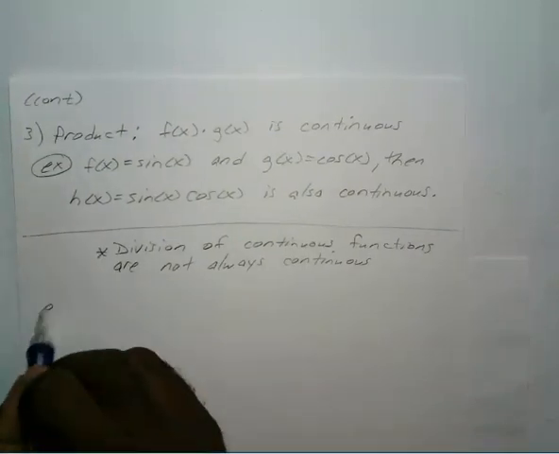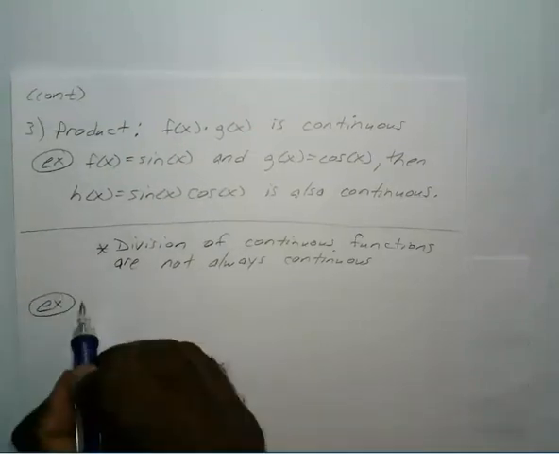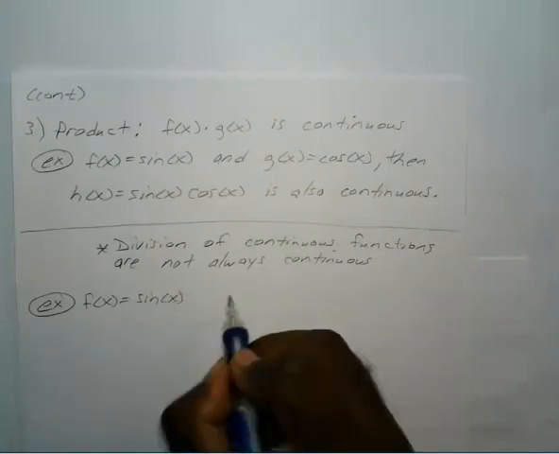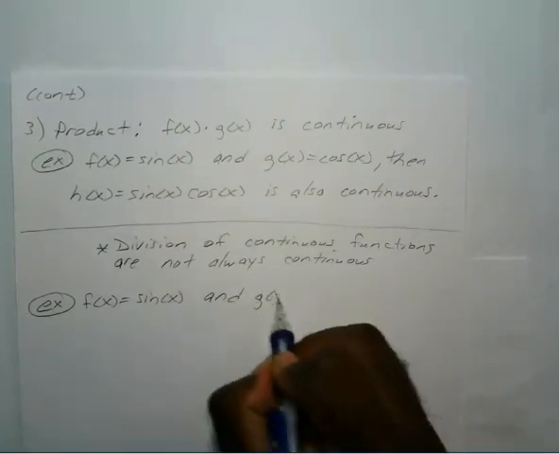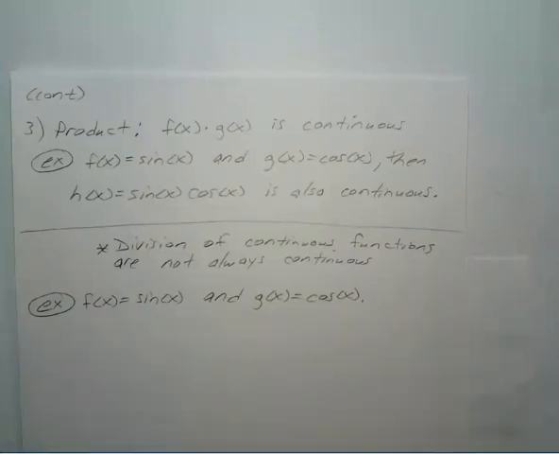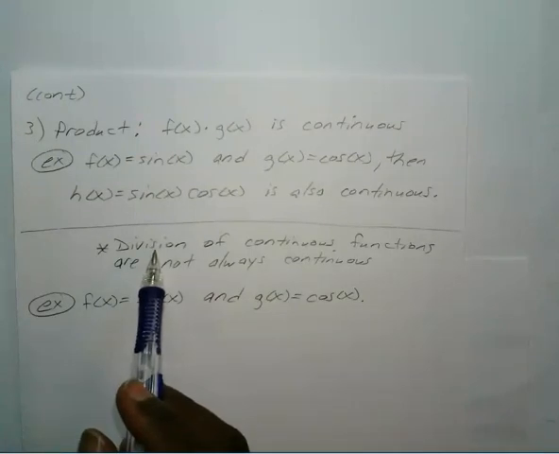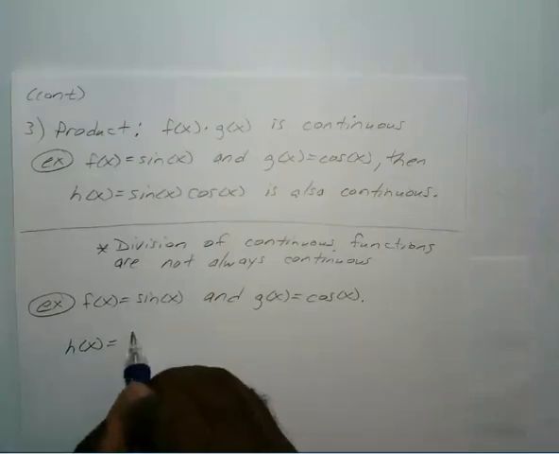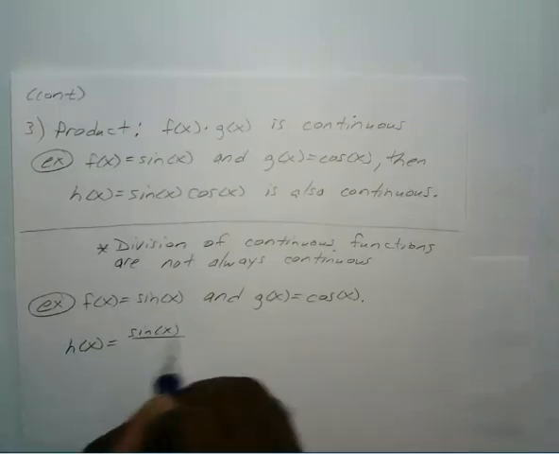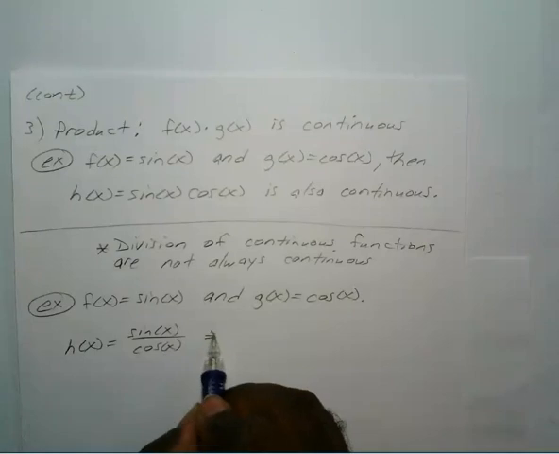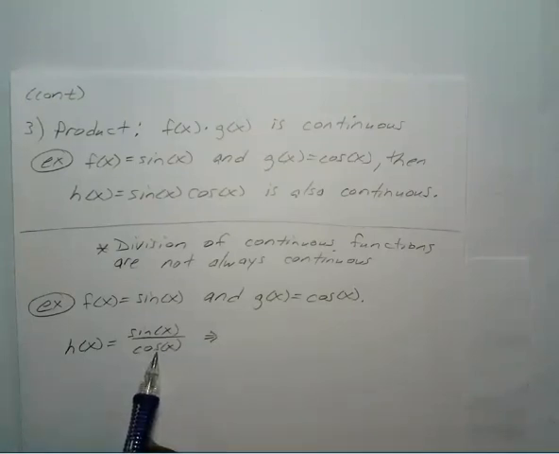But let's say, for example, you have f of x, again, equals sine x, and g of x equals cosine of x. Now let's say we decide, okay, we're going to go ahead and divide it and see if we get a continuous function. So let's say if we have h of x equals sine of x over cosine of x. Okay, this would not be continuous because there are too many values where cosine of x could equal 0.